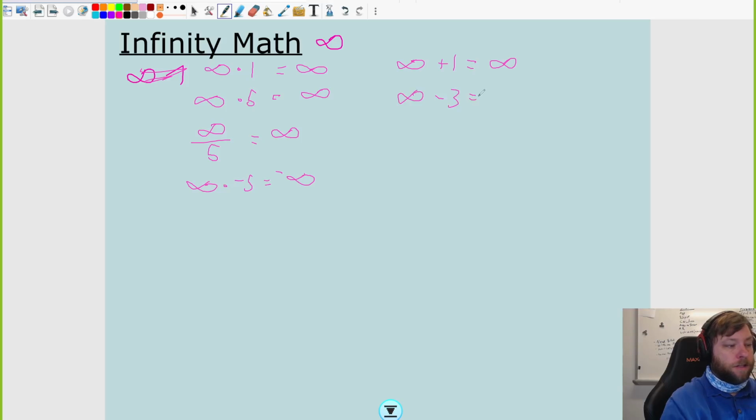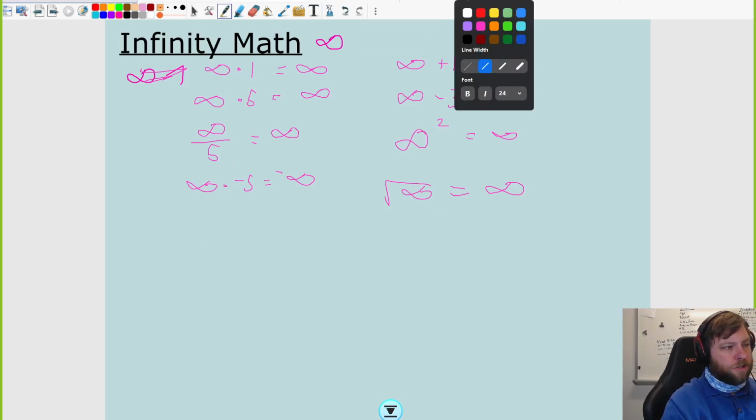Infinity minus 3. Would this be maybe negative infinity? No. Still positive infinity. So that stuff doesn't matter. If I go infinity squared, we're still infinity. All right? So all that stuff, who cares? Still infinity. Now, if squared doesn't change it, what if I go the square root of infinity? Well, that's still infinity.